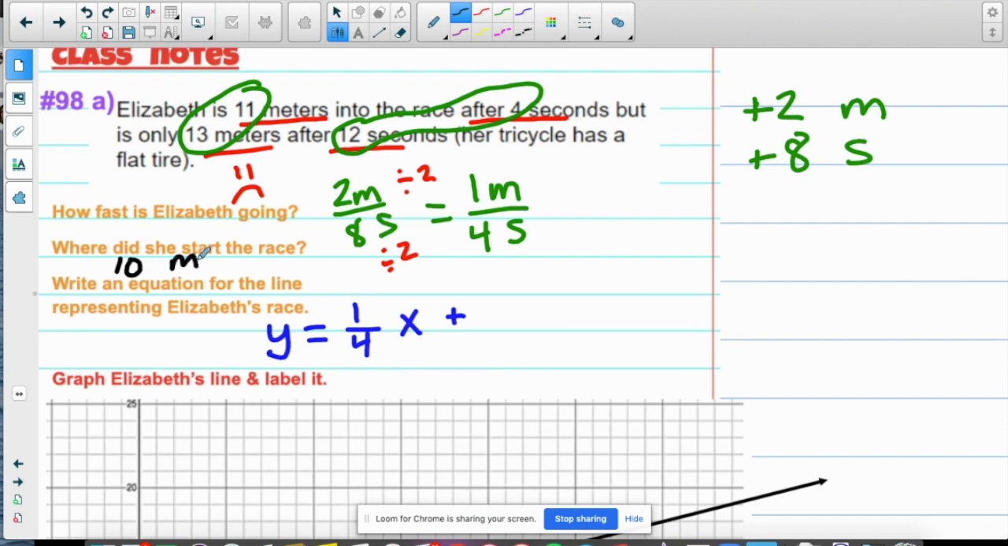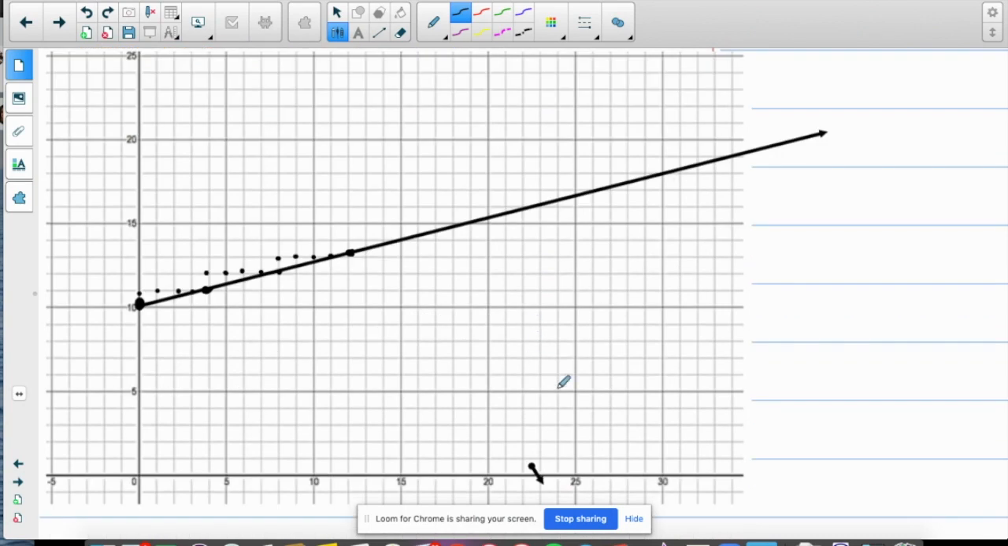Which means I can also add that 10 to our equation. Now there's one thing I forgot on my graph. If you noticed it, I'm very proud of you. I forgot to label my axes, which you should always, always, always do whenever you are graphing something. So we know that this guy is our meters and our x-axis is our seconds.